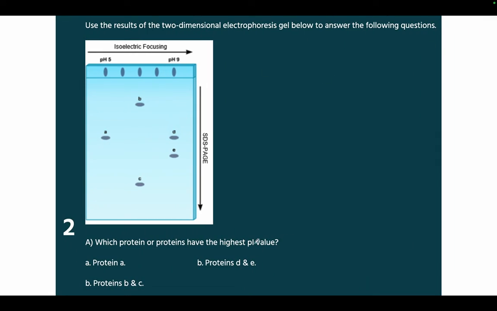They're asking which is the highest pI value. So this gradient is going from 5 to 9. So it is asking which protein is coming furthest to the right in this isoelectric focusing. Obviously the ones coming in this column, which are proteins D and E, will have the highest pI value. They have a pI of around 9, whereas B and C have a pI of around 7 and A has a pI of 5. So the answer is proteins D and E have the highest pI value.